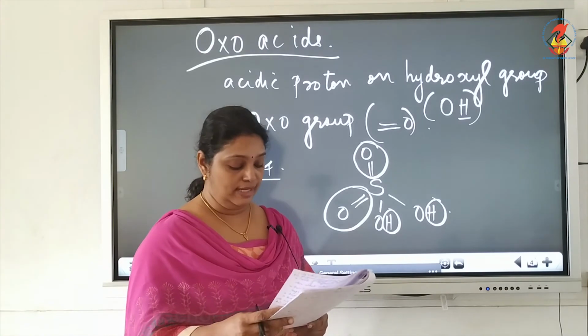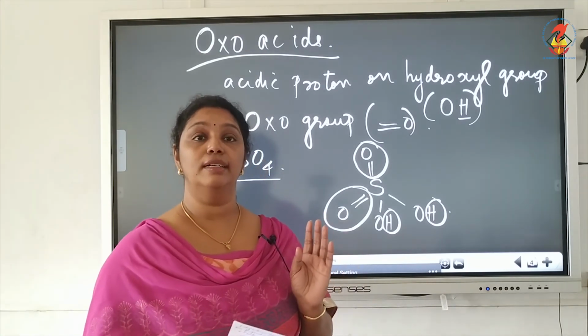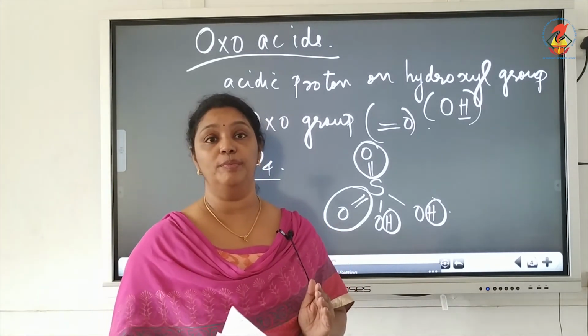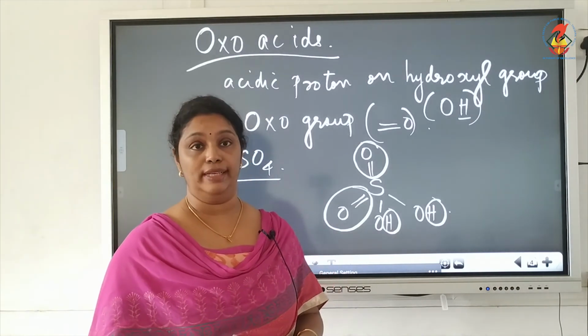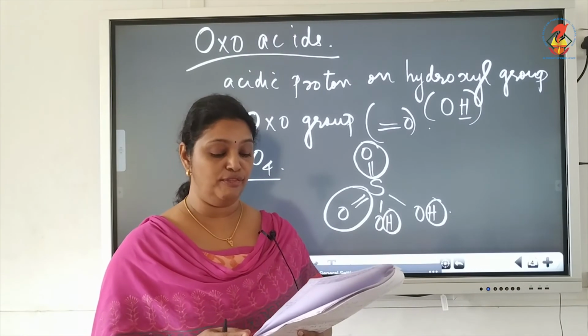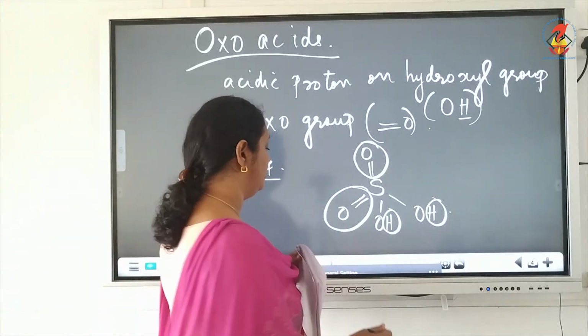Now the next question is, we know that the first element of each group will show anomalous properties. So the question is, give reasons for the anomalous properties of lithium.